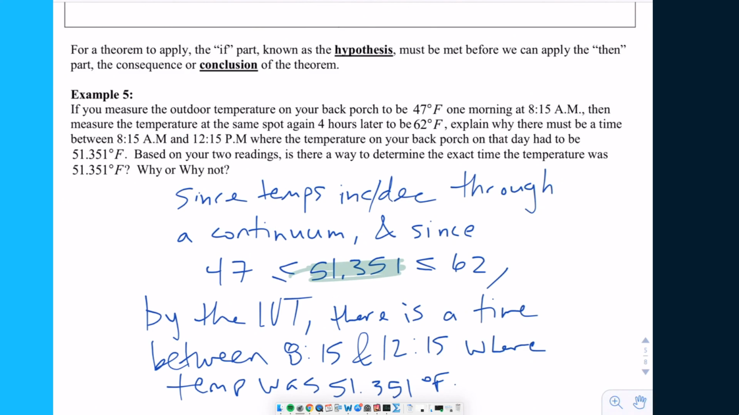Now, based upon that, would you be able to tell me exactly what time between 8:15 and 12:15 it reached 51.351? You'd have no idea. And it could have reached that temperature more than once, right? Could have gone up, come back down. So what the IVT is, it's an existence theorem. It tells us whether or not something exists without necessarily telling us where it exists, just that it actually does. So an existence theorem. Continuous on a closed interval. Y values are hemming in the value we want.